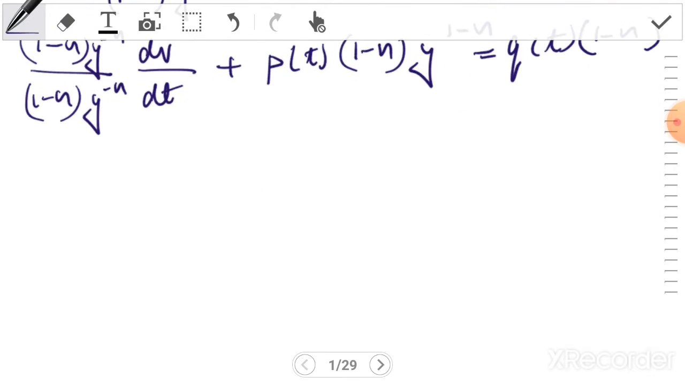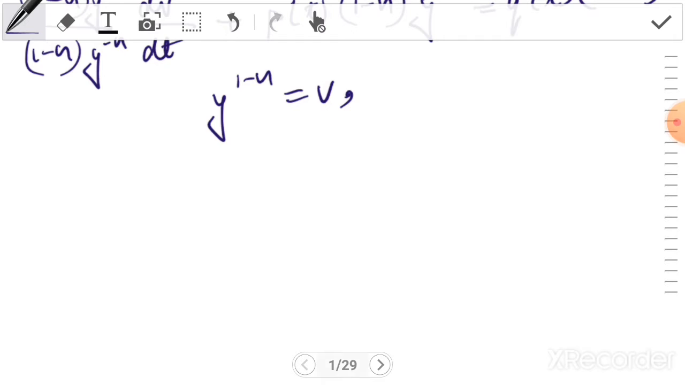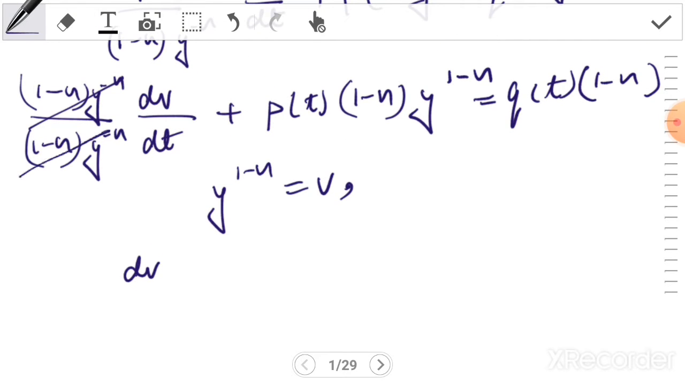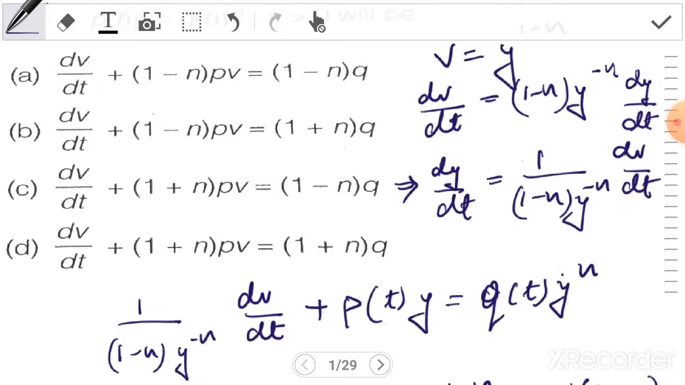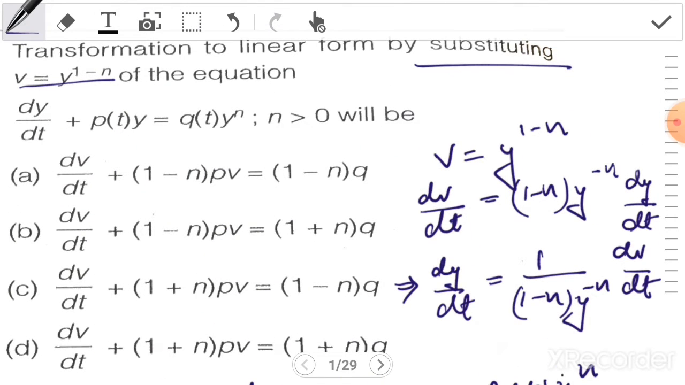Now since y power 1 minus n is equal to v, we get dv by dt plus 1 minus n times p times v is equal to 1 minus n times q. Now which is linear with v as dependent variable and t as independent variable. So answer is A. Let's go to the next problem.